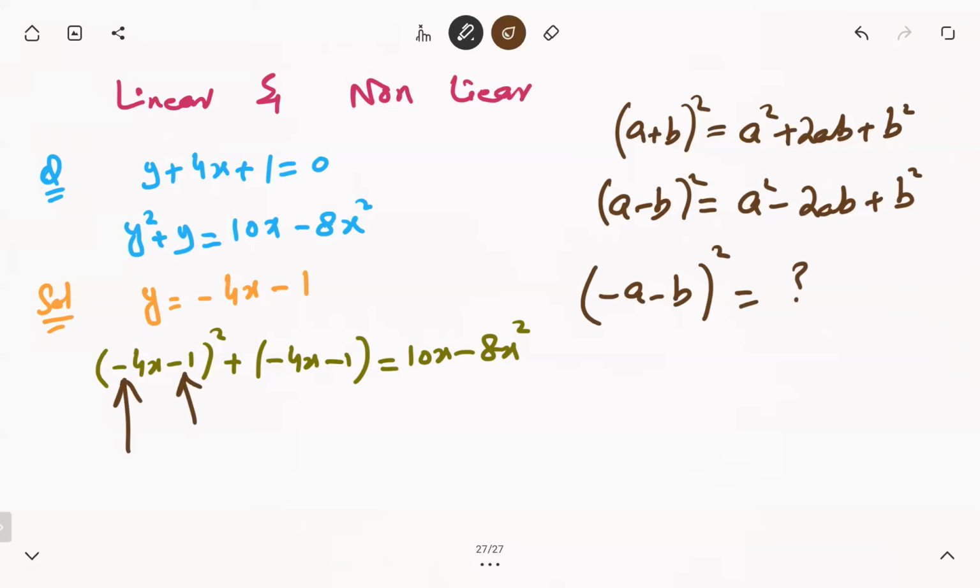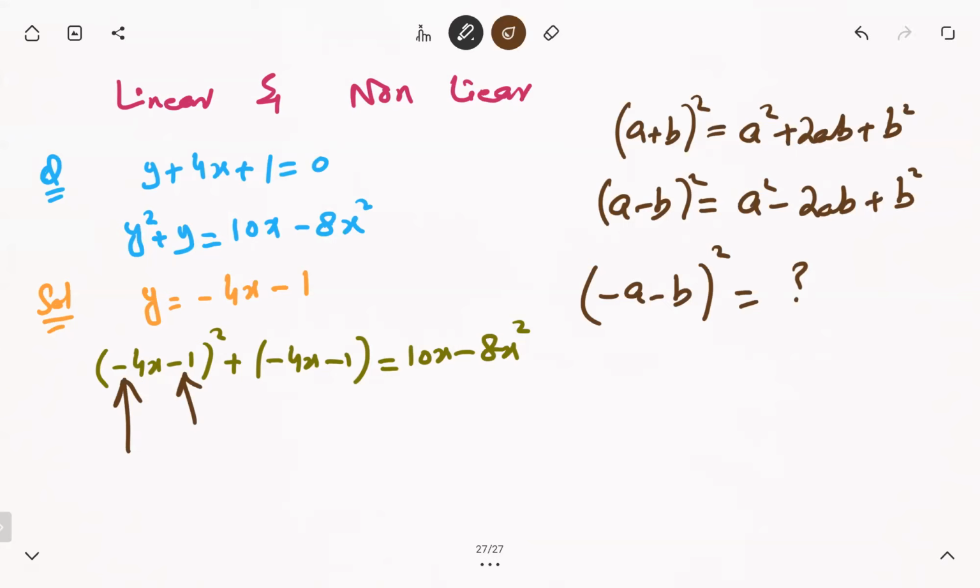Who wants to tell? Ali Wasim, yes, you are right. Ali Wasim is saying take minus common. Shahud is saying minus in bracket. Yes, Shahud. So we can take minus a separate bracket.